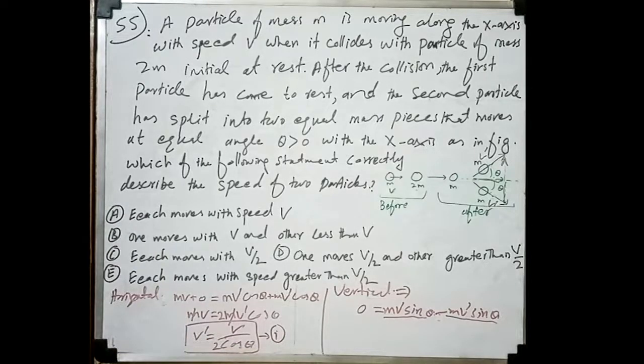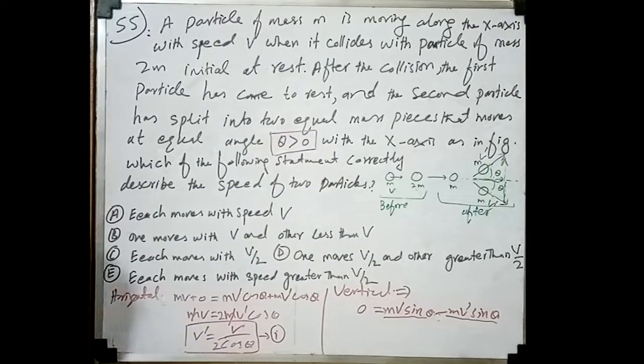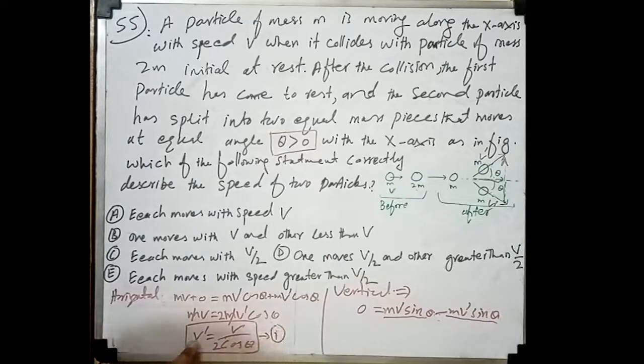Now we are coming to the options given. We have to pick the correct option. There is also a condition given in the problem that theta is greater than 0. If theta is equal to 0, then cos theta is equal to 1. Let me assume theta is 0, so cos theta equals 1, and v prime will be equal to half of v. This means the new velocity of the split pieces will be half of the initial velocity of mass m if there is no angle, if theta is 0.